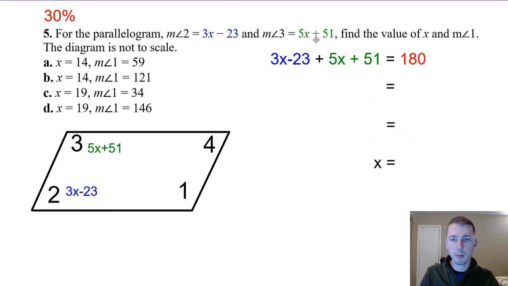Number 5, for the parallelogram, the measurement of angle 2 is 3x minus 23, and measurement of angle 3 is 5x plus 51. So angles 2 and 3 here are going to be same side interior angles, so they are supplementary to each other if this is a parallelogram, because all the opposite sides are parallel. All right, so add them up, set them equal to 180 degrees.